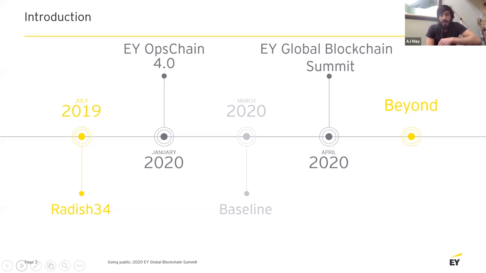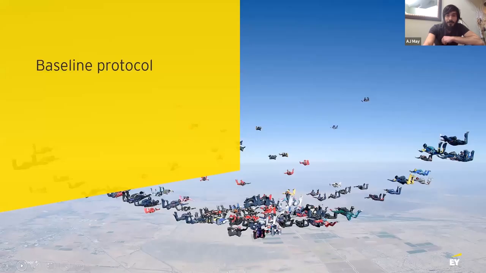And today we're announcing that we're upgrading OpsChain to be Baseline compatible and that we're going public and moving OpsChain to the public Ethereum mainnet. And we're not stopping there. As you'll hear from Marco, we have a long list of features and functionality that we're going to be rolling out over time. Without further delay, I'm going to hand it off to Karthik and Patrick to tell you more about the baseline protocol.